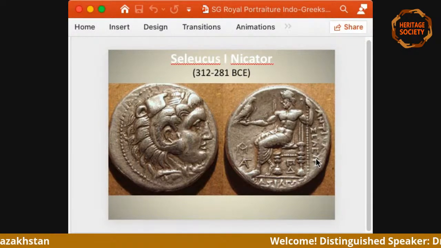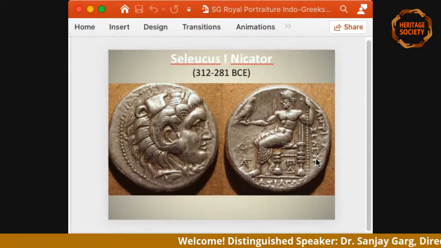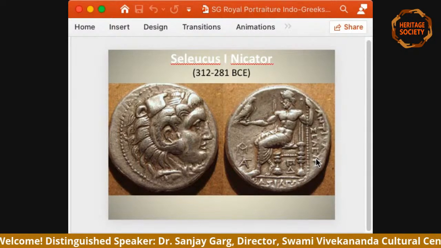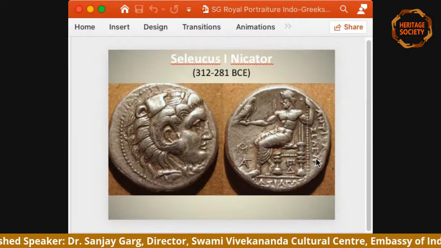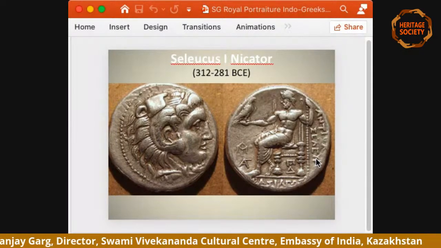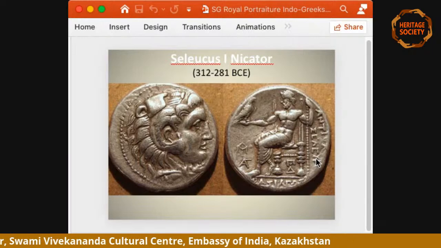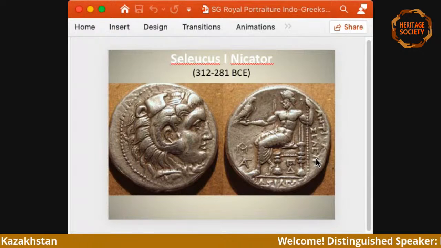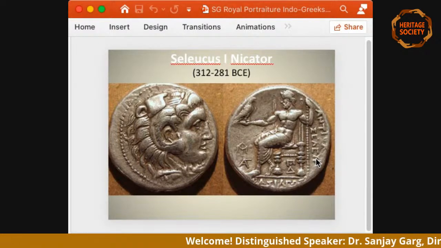So this is again very important evidence of how the portraiture culture was transformed from Macedonia, from Greece onto this part, and then how it traveled further across the Hindu Kush. We'll see in a while.